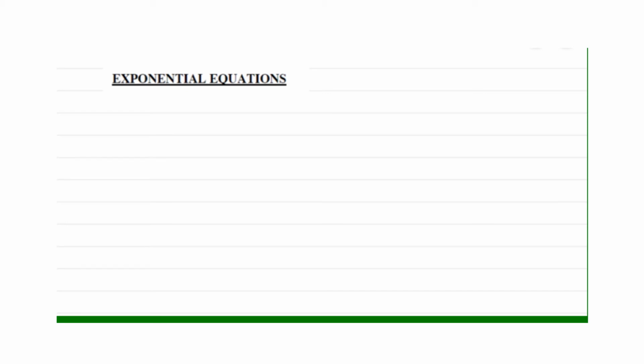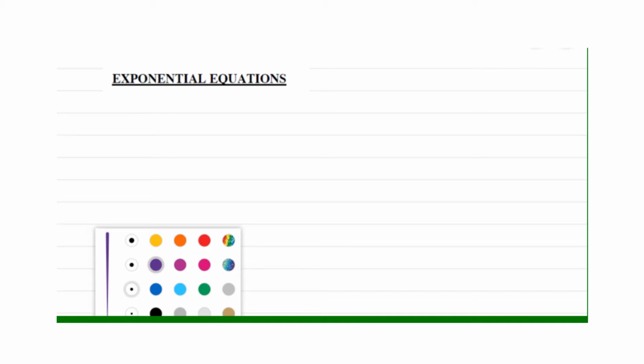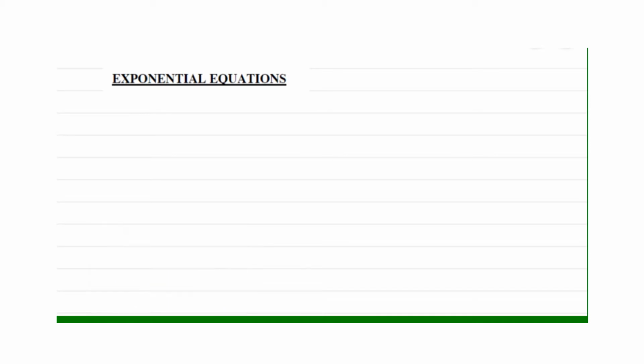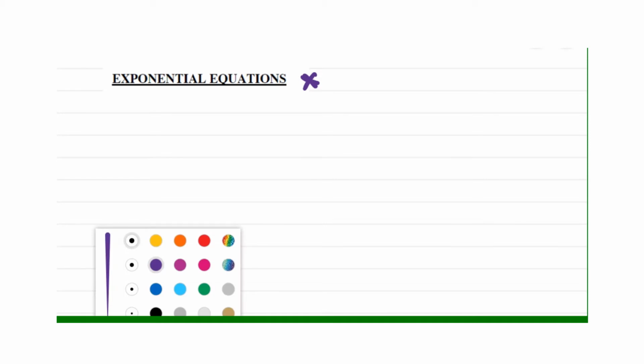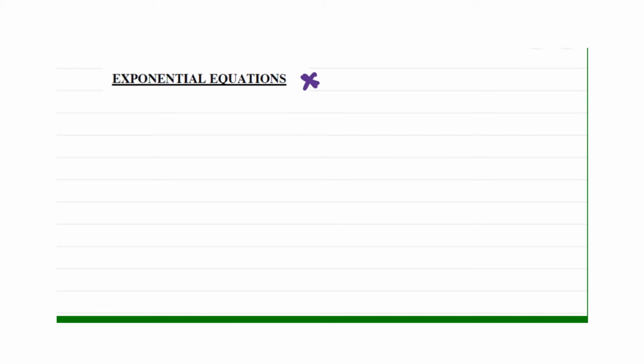Right, this is a very important grade 11 lesson, and we'll be looking at exponential equations. So it's a very, very important lesson. We need to be able to understand what exactly is happening. We need to know that an exponential equation is an equation where the unknown is in the exponent. Your unknown must be in the exponent.